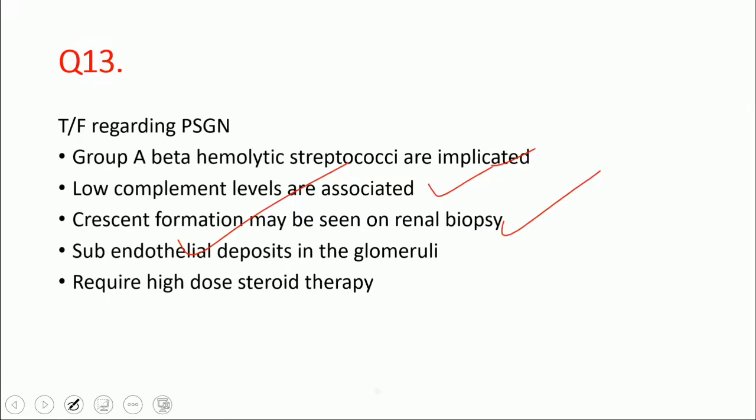Post-streptococcal glomerulonephritis is a self-resolving thing. You don't need to use steroids, that's a false claim, right? It is usually self-resolving, right? Resolves on its own.